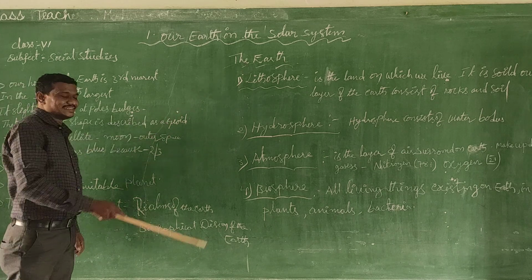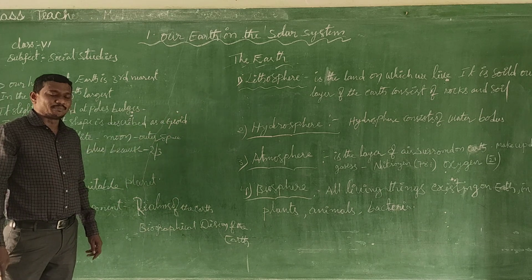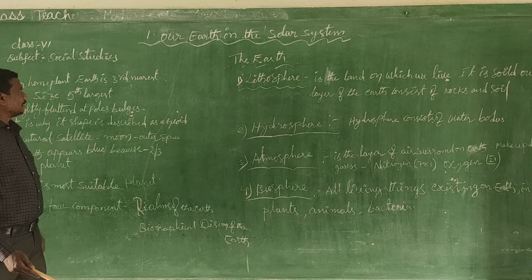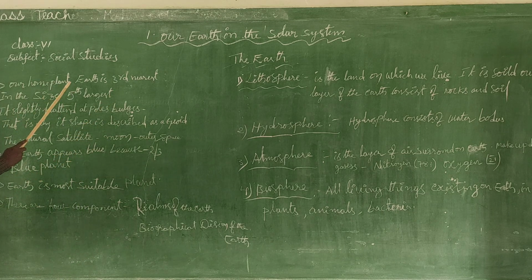Today we are discussing the planet Earth. Our home planet Earth is the third nearest planet to the Sun. Earth is our home planet. Why is it called our home planet? Because human beings and all living things live on the surface of the Earth. So that's why the Earth is also called our home planet.